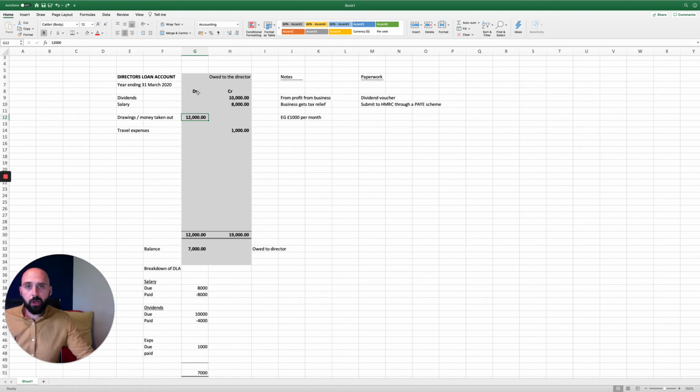The one change I want to make to these numbers now is that often there's a slight practical difference to this, and I wanted to show you this way of doing it because this is technically how it should work, okay? But for a small business, they don't usually know what their dividends are.